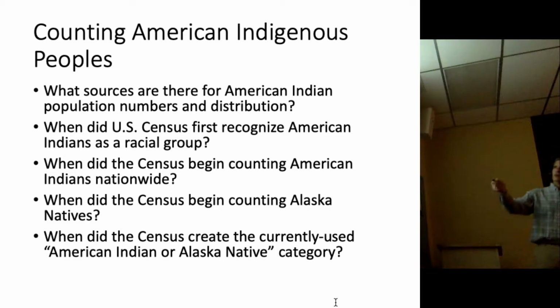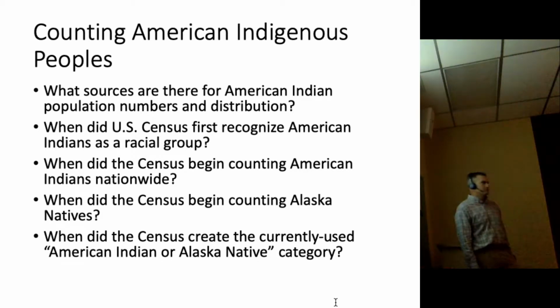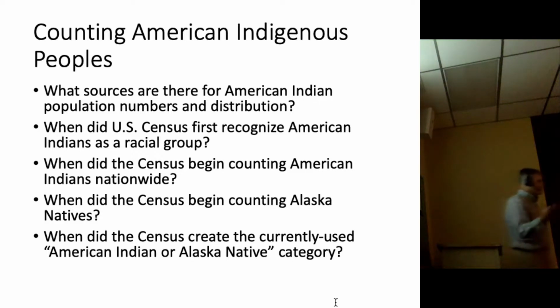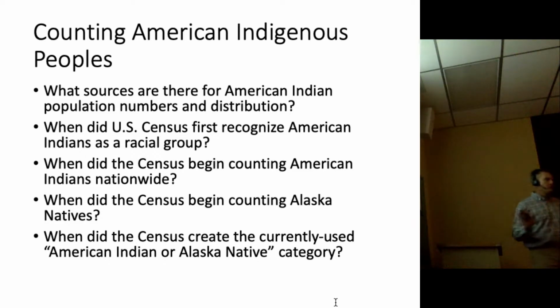So, when did the United States Census begin counting American Indians nationwide? Any guesses? 1890. Okay. So 1890 is always a significant year for the census. It was the year that the census declared the United States frontier closed. The frontier was no longer in existence because of population density at a certain level. It was just kind of a political thing.